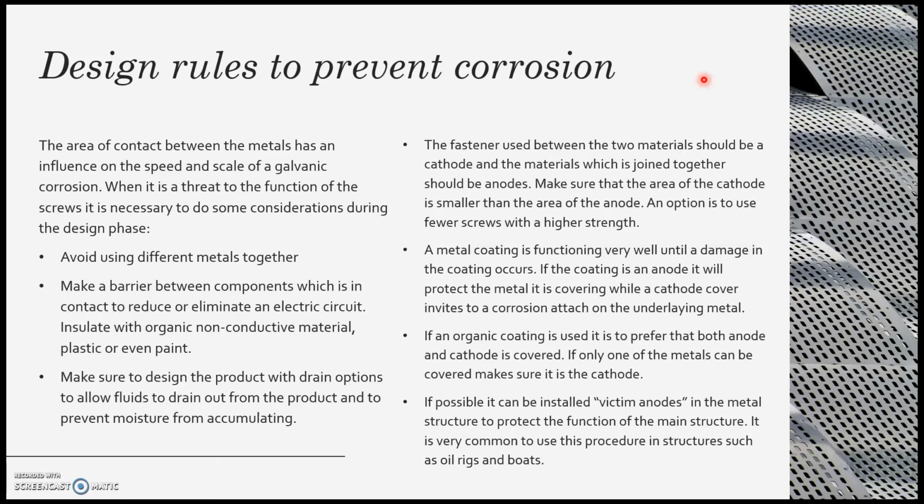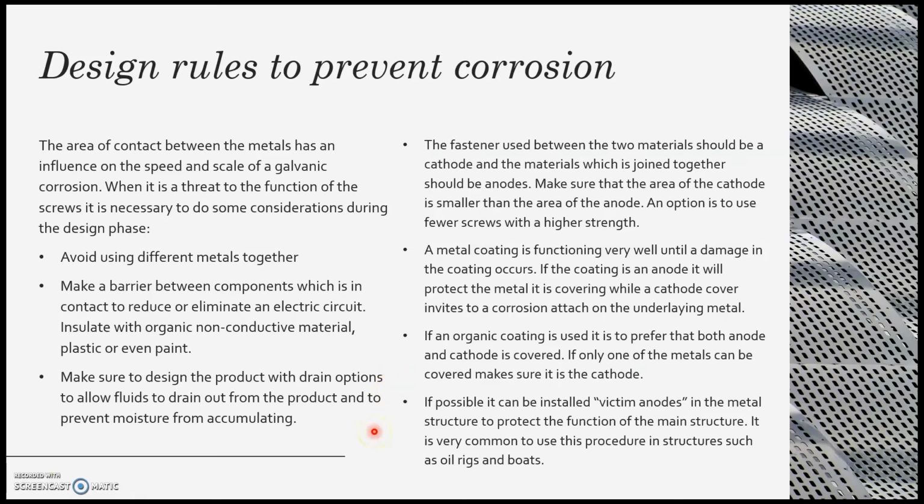A metal coating is functioning very well until a damage in the coating occurs. If the coating is an anode, it will protect the metal it is covering, while a cathode cover invites a corrosion attack on the underlying metal. If an organic coating is used, it is preferable that both anode and cathode are covered. If only one of the metals can be covered, make sure it is the cathode.